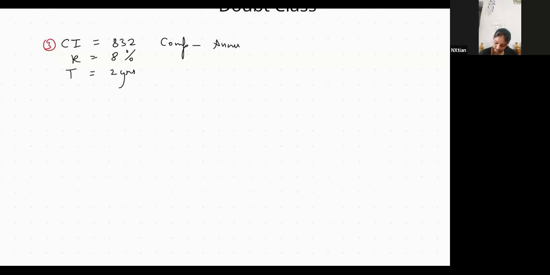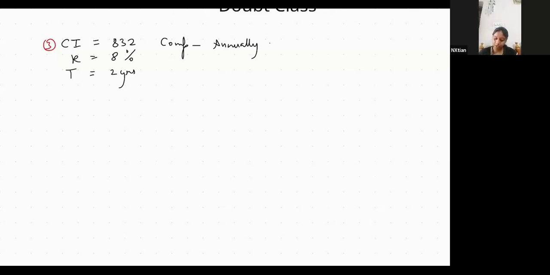Third question we will see. Now, CI is given in this question, 832. And rate is given, 8%. Time is given, 2 years. And it's compounded annually. Compounded annually. Okay, so let's solve it.